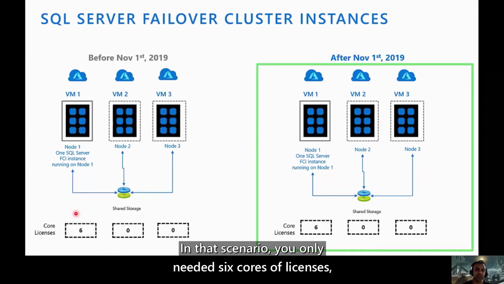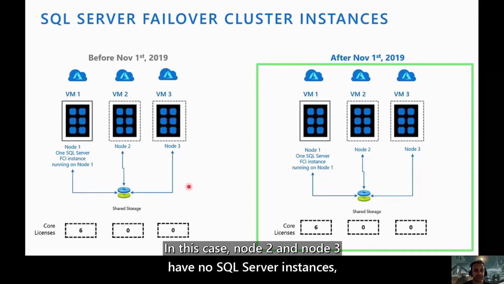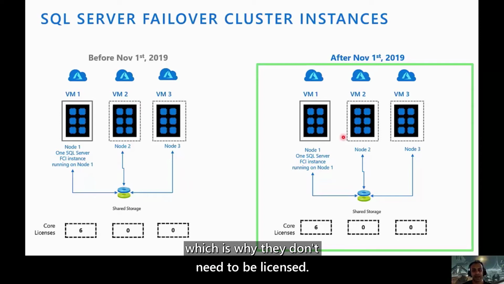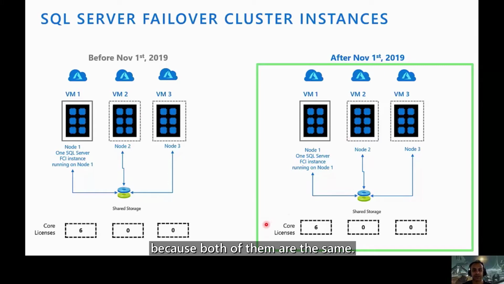In that scenario, you only needed six cores of licenses, assuming each of the virtual machines has six cores, or these could be physical servers, or servers running on premises. It doesn't really matter. Each of the SQL Server instances that are running needs to be licensed. In this case, node 2 and node 3 have no SQL Server instances, which is why they don't need to be licensed. So after November 1st, there's no change in your effective licensing position because both are the same.